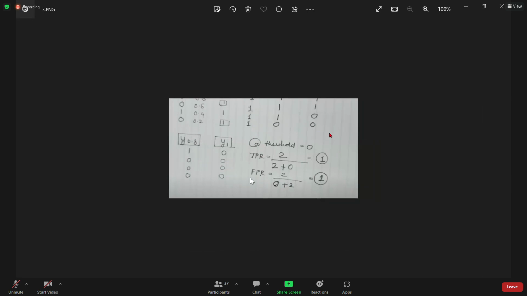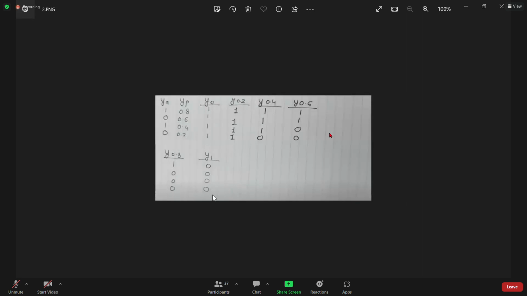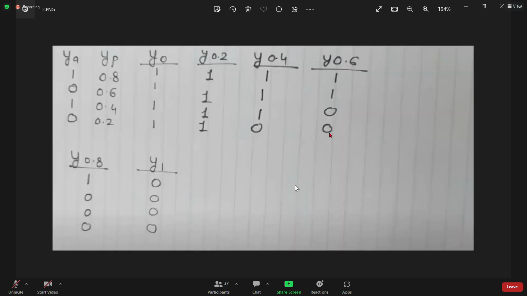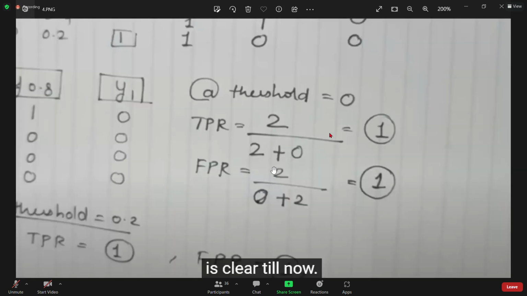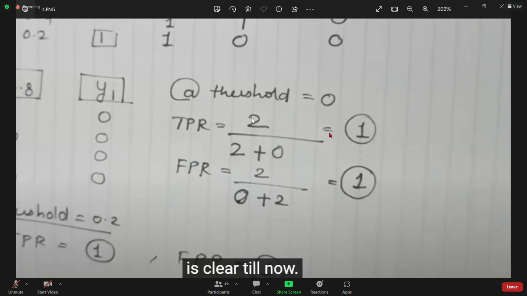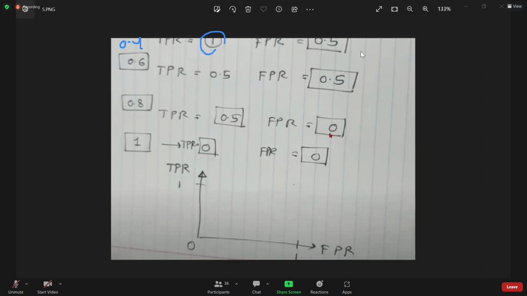Are you guys clear? My question: at threshold 0.2, can we get the same value again? Because if both cases are 1 and 1, definitely at threshold 0.2 we get 1 and 1 once again. Can I say this or not? Guys, do you understand or not? The same way, at threshold 0.4, the TPR is 1 and FPR is 0.5. At threshold 0.6, the TPR is 0.5 and FPR is 0.